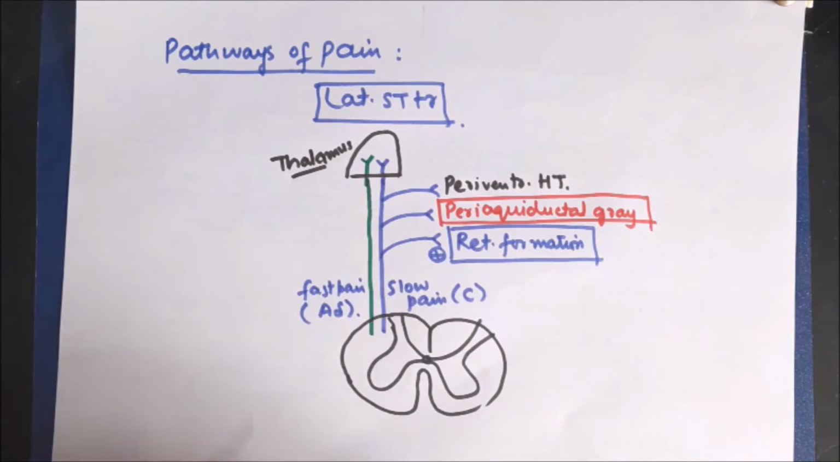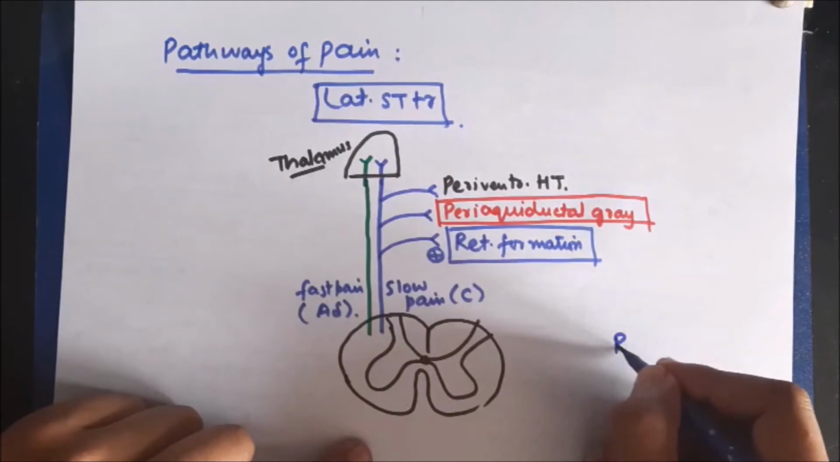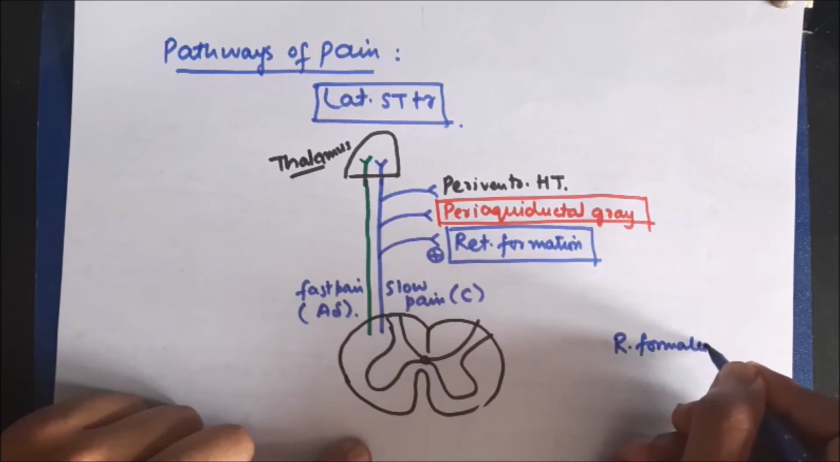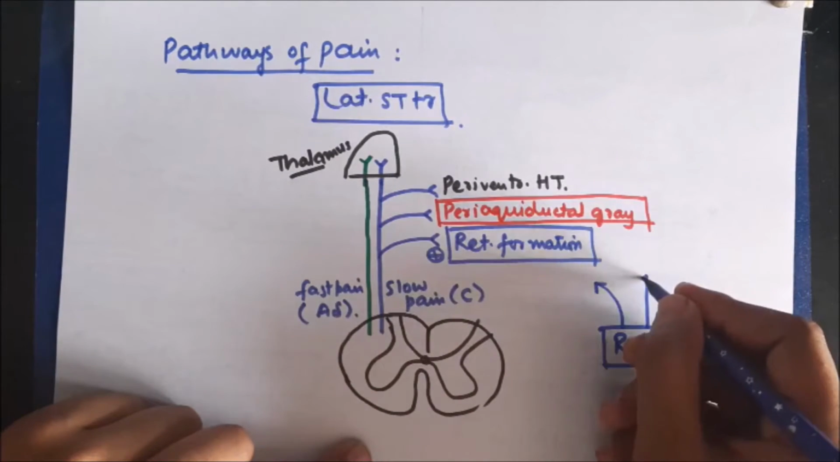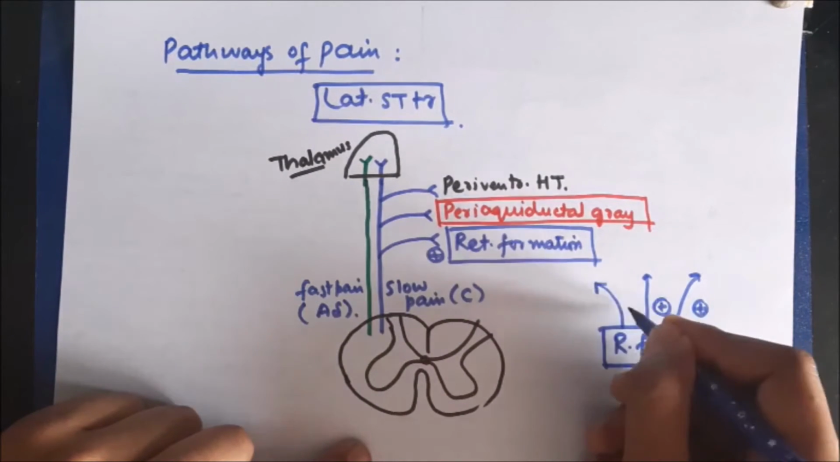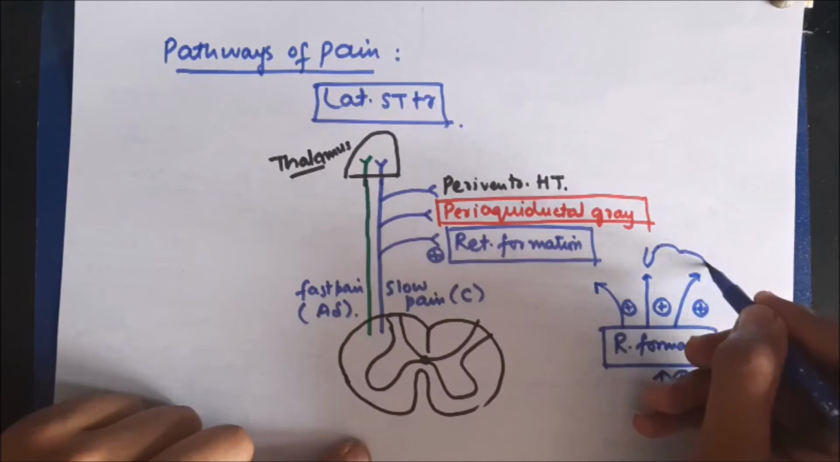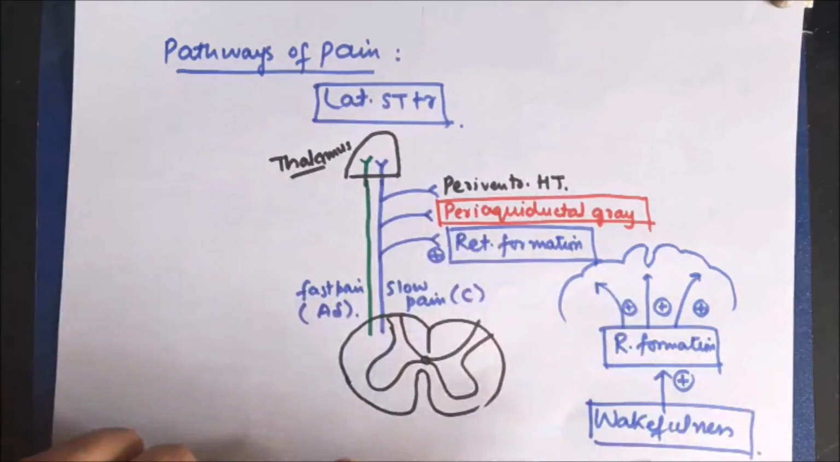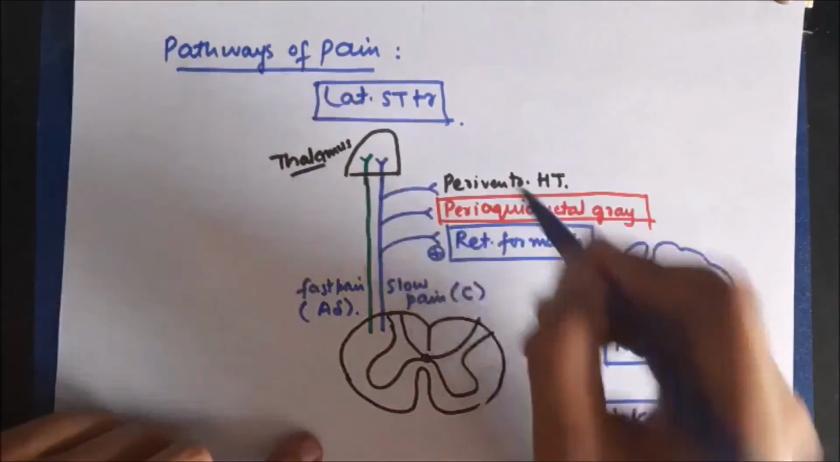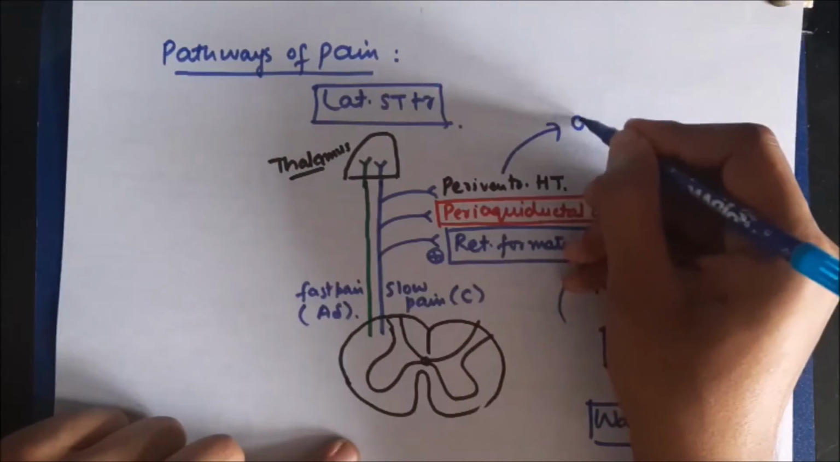So various collaterals are given and they cause stimulation of various other pathways. Now the collaterals which cause stimulation of reticular formation, once reticular formation is stimulated, from here the various fibers go in an ascending manner to the cortex and they cause stimulation of various parts of cortex. So this increases the wakefulness of the person. This is called the ascending reticular activating system. So the person is not able to sleep during pain, that is because of slow pain.